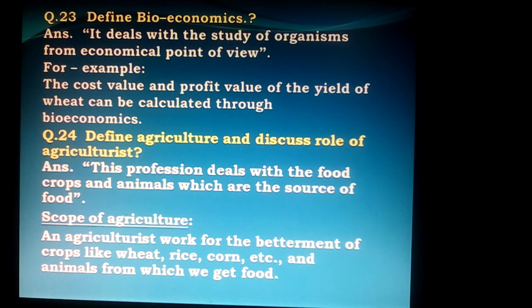Actually, the wheat plant and all these fields are living organisms. So when we want to find the cost value of a living organism, of this plant, and the profit value, for that we need economics.